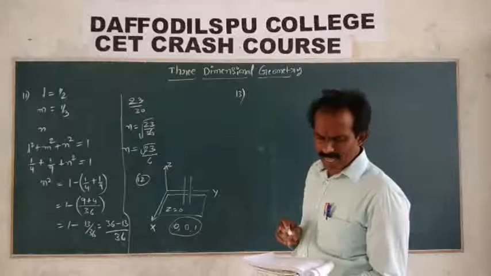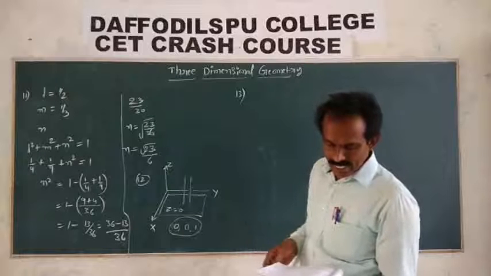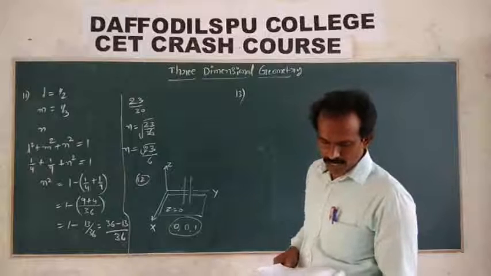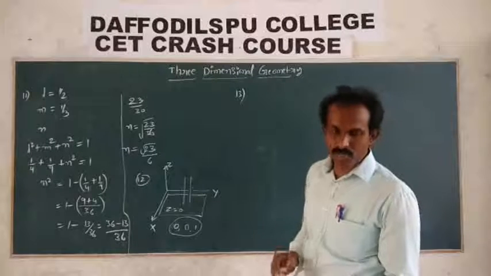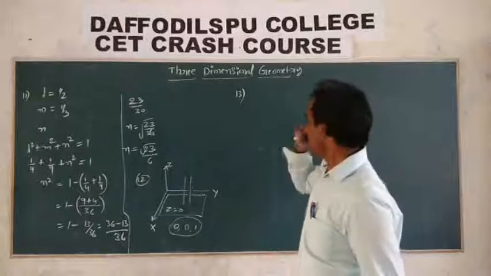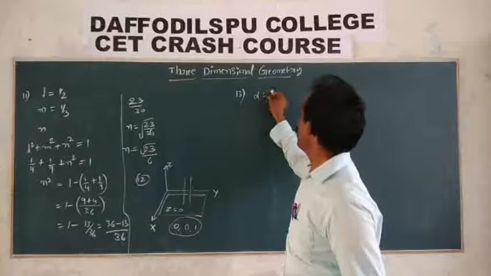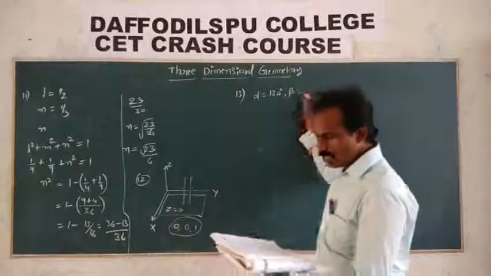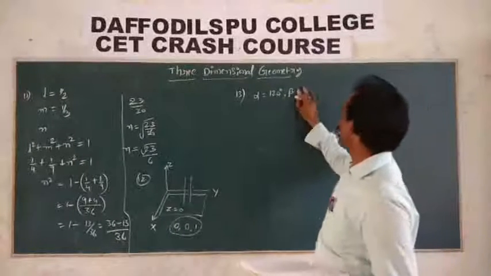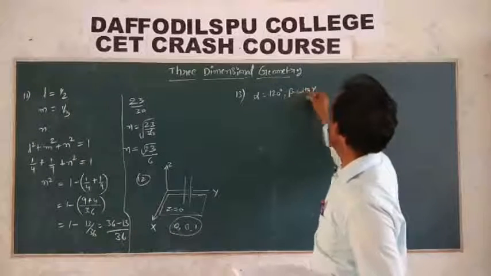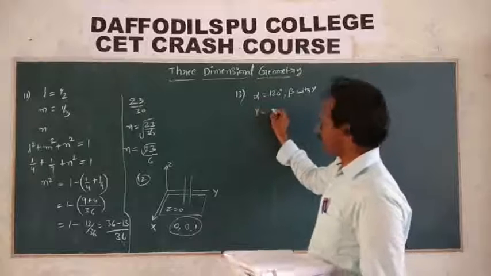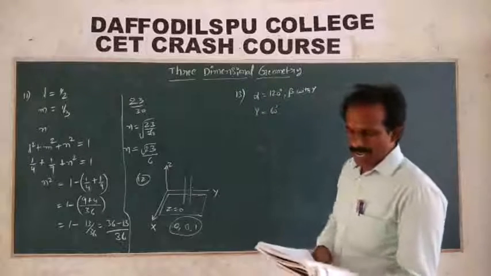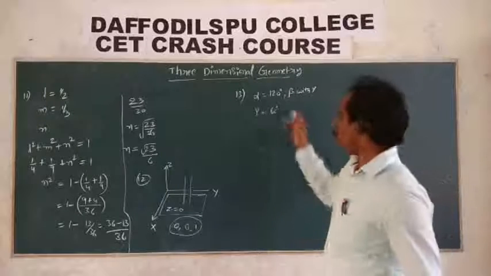If a line makes angles 120 degrees and 60 degrees in the positive directions of the x and z axes respectively, then find the angle made by the line with the positive y-axis. Okay, the line makes an angle with the x-axis, alpha, 120 degrees. Beta is with the y-axis, and gamma with the z-axis is 60 degrees. Then the angle made with the positive y-axis, how much?